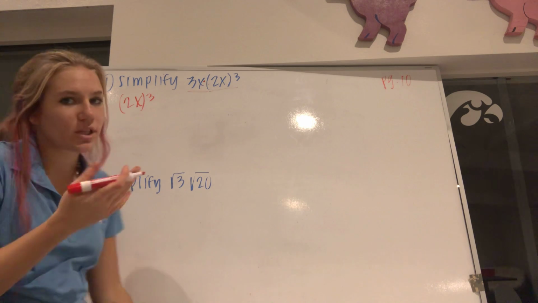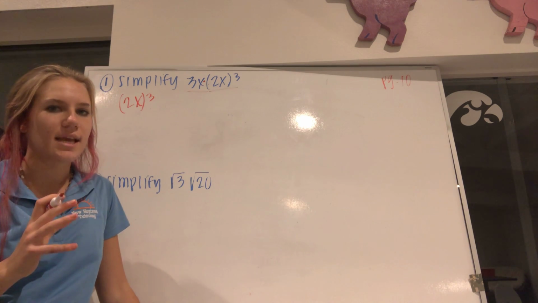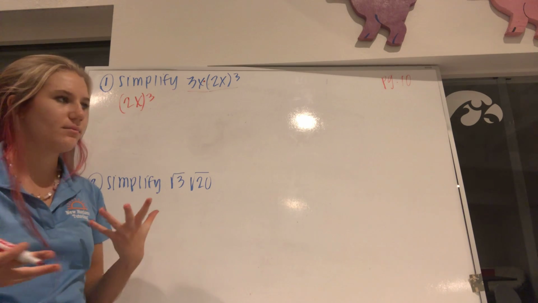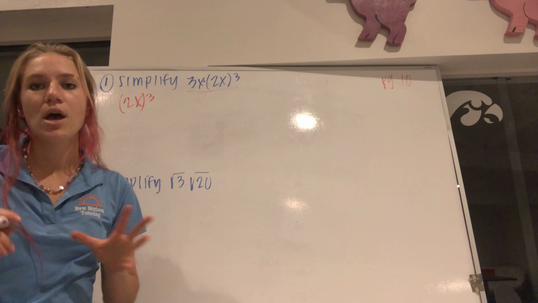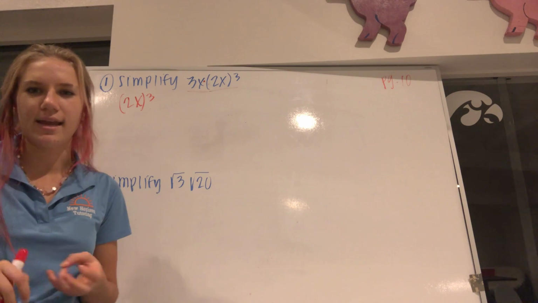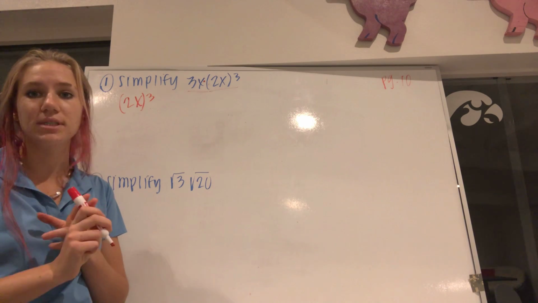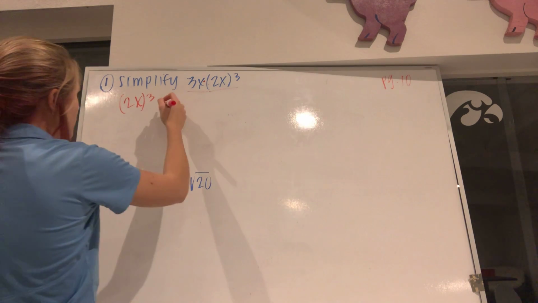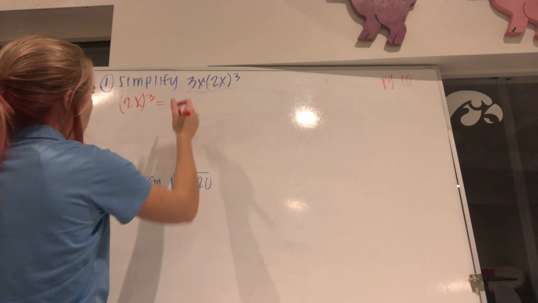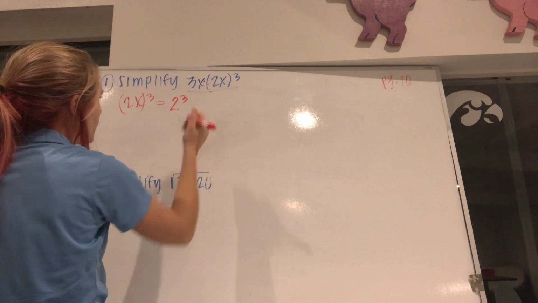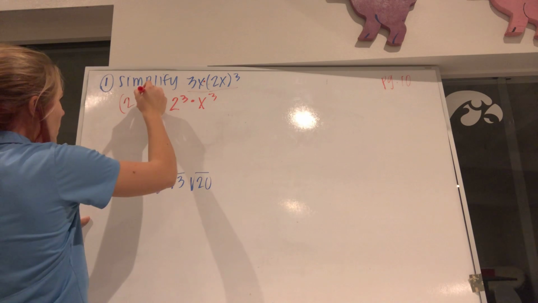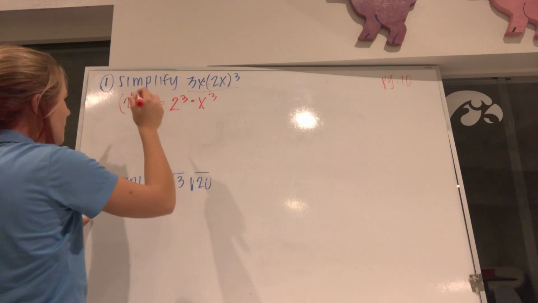Whenever I personally am dealing with exponents, I like to take it in 2 different chunks. I guess it depends if you're dealing with both numbers and variables, but those are the 2 different chunks I like to take it in. I like to deal with numbers first and then variables second, just so I don't get confused. So that's what I'm going to do here. Another way to write this out is 2 to the power of 3 times x to the power of 3.